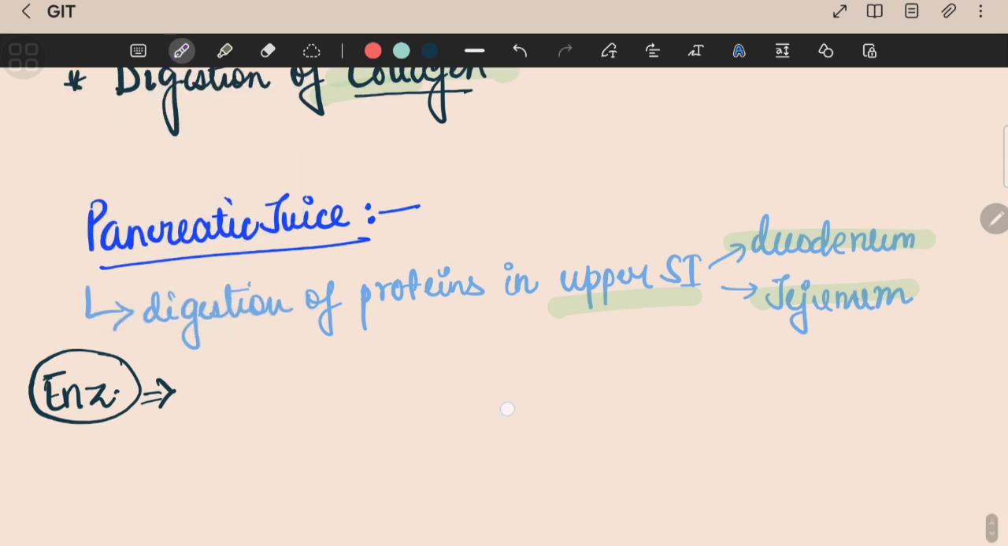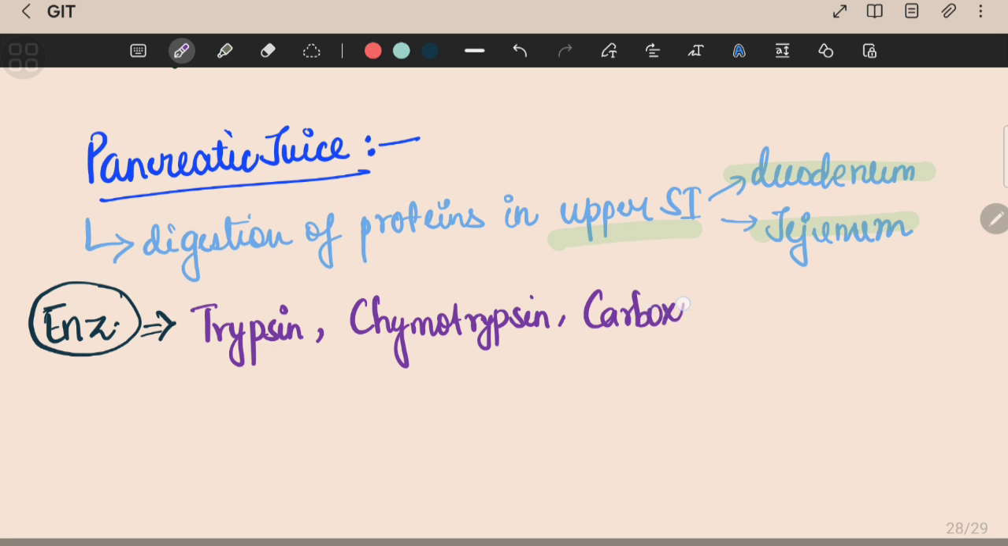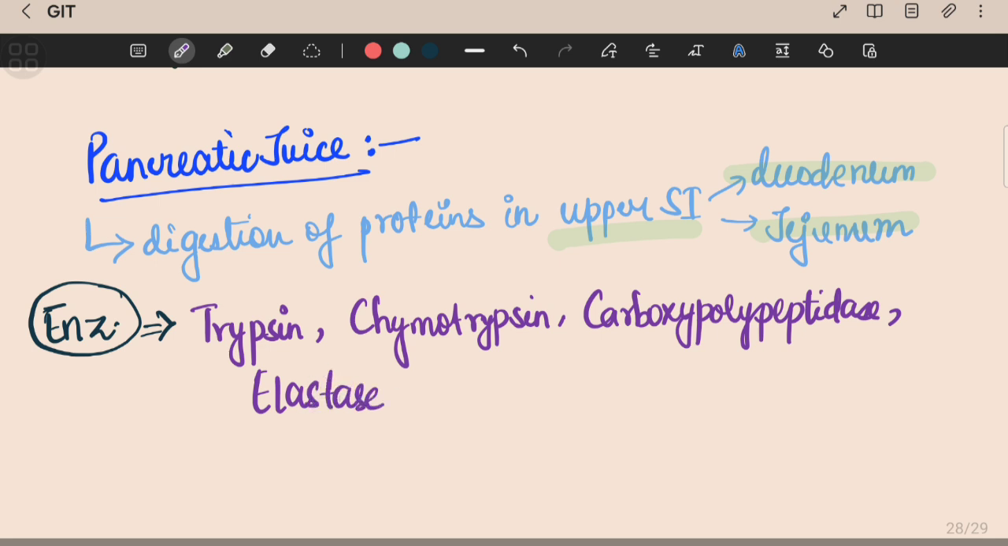Now let's discuss the enzymes. What are the enzymes that are produced? There are these proteolytic pancreatic enzymes. First and foremost is trypsin. These are the activated forms I'm writing. Then we have chymotrypsin, then carboxypolypeptidase, and we also have elastase. Elastin is present at the level of the intercellular matrix and also in the extracellular compartment, so to digest elastin, we have the elastase enzyme.